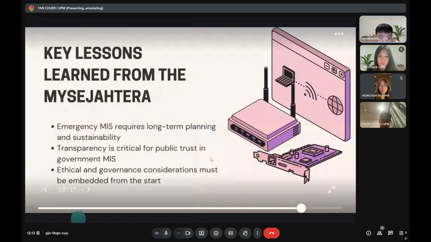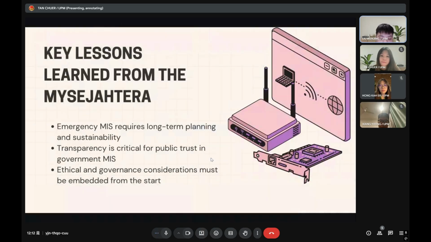So finally, there are several key lessons learned from the case. Emergency systems still require long-term planning, not just quick solutions. Transparency, accuracy, and accountability are critical for public trust, especially in government information systems. Most importantly, ethical considerations should be included from the beginning of any MIS project.